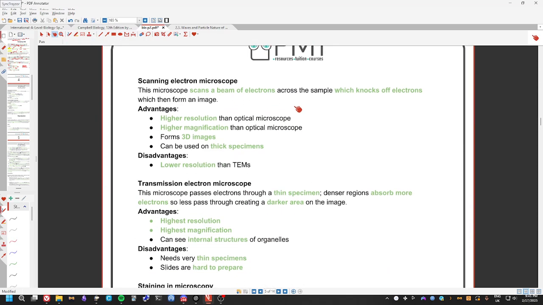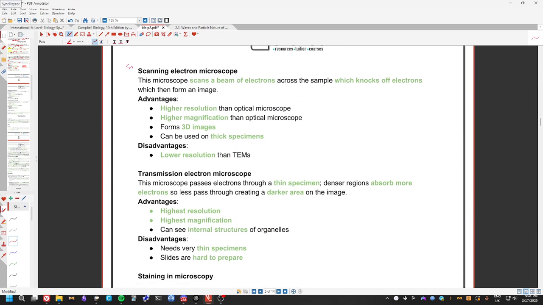Okay. Scanning electron microscope, and so you have your SEMs and your TEMs, right? So let's go into those. Scanning electron microscope, remember, it scans, and this is transmission. If you remember from physics, again, transmission is when you go into it, and reflection is where you just bounce off, right? So scanning scans a beam of electrons across a sample which knocks off electrons and forms an image.